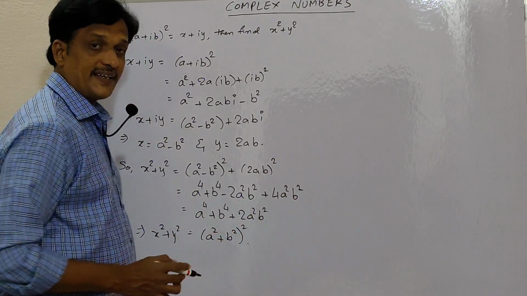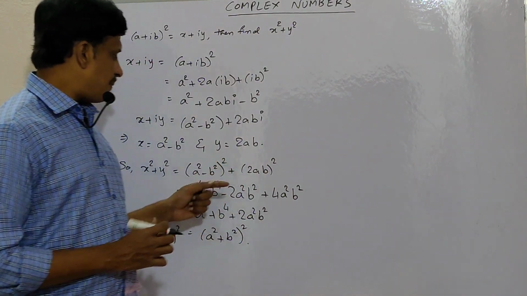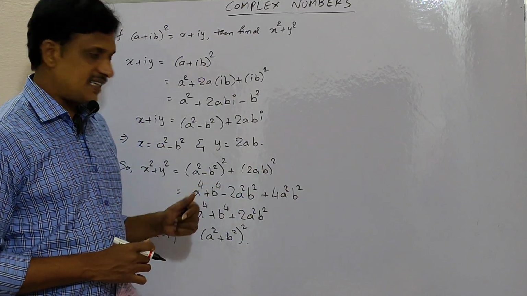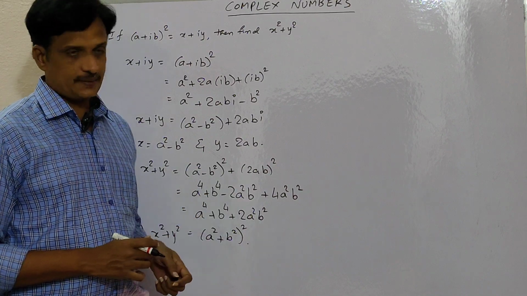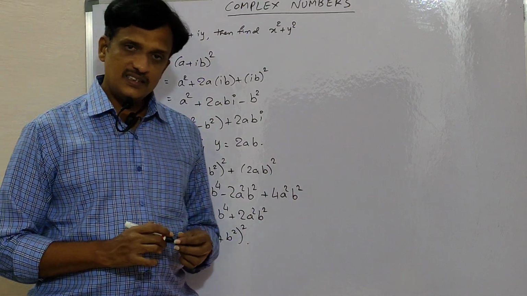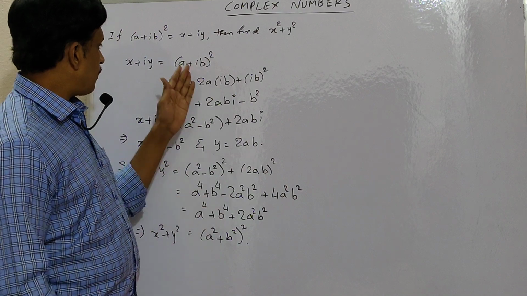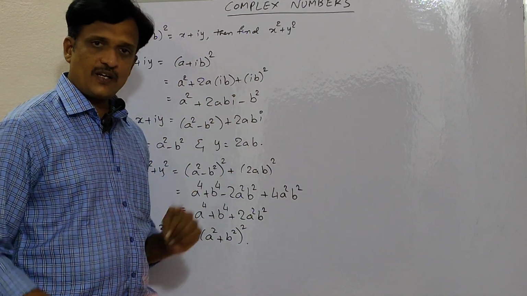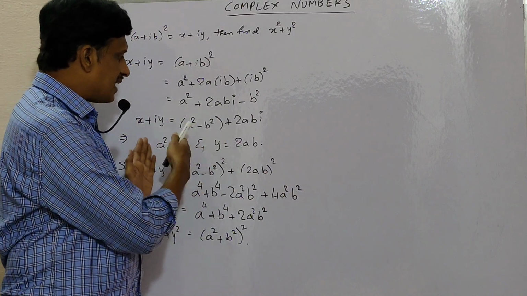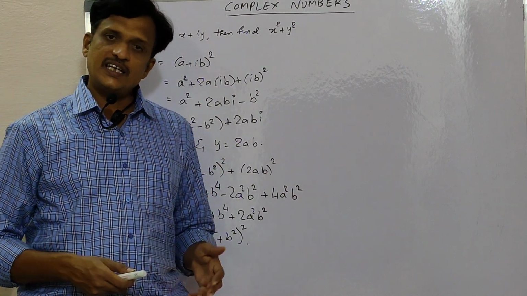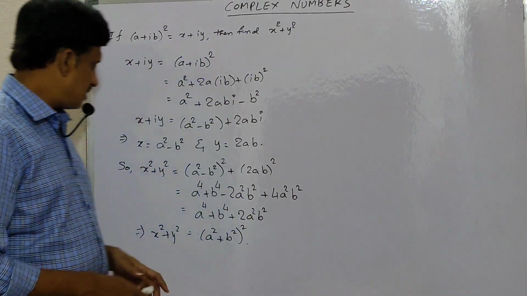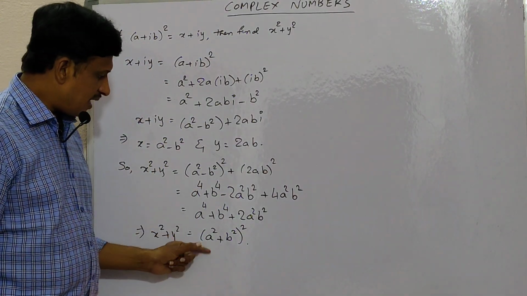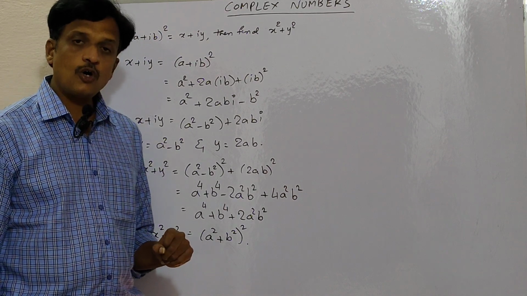plus y square. It is in the form of (a - b) whole square + 4ab, that is (a + b) whole square. Just observe the solution here. The given x + iy is equal to (a + ib) whole square. So write the expansion of (a + ib) whole square and equating the real and imaginary parts gives x and y values. Now the required x square + y square you can find like this. The required result is (a square + b square) whole square.